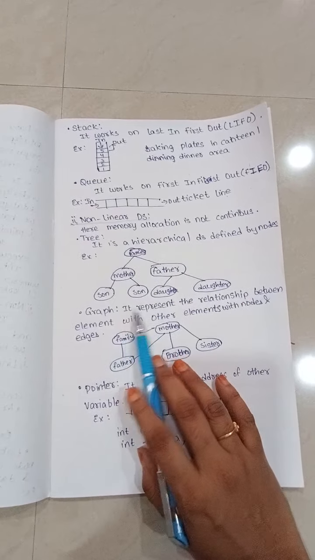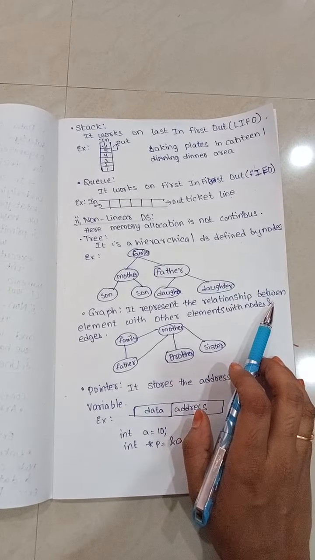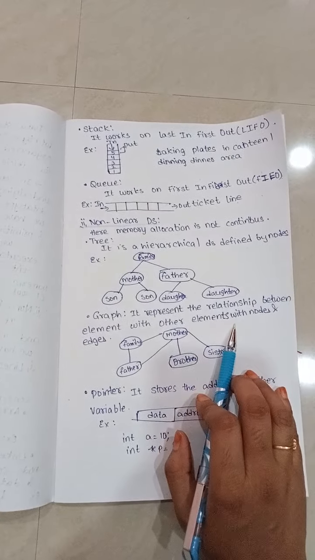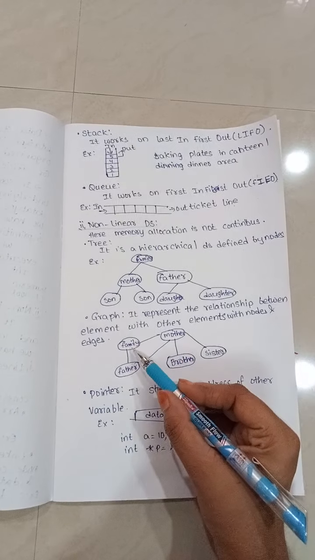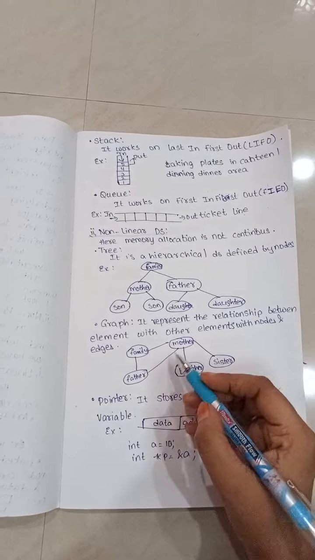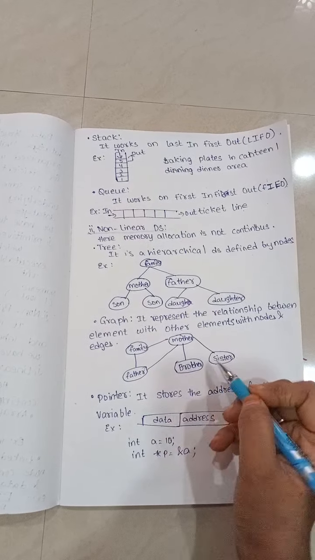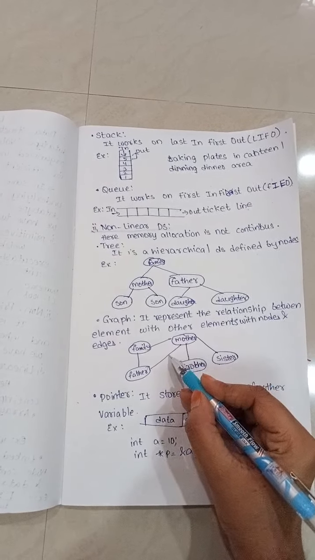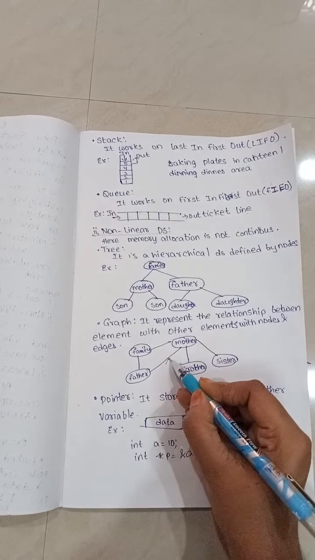Next one is graph. It is the representation of relationships between elements with the other elements, with nodes and edges. Here the family is the one node. In this we have mother, father, brother and sister as separate nodes. Here the relationship is only with mother. We are linking by this. It is known as edges.